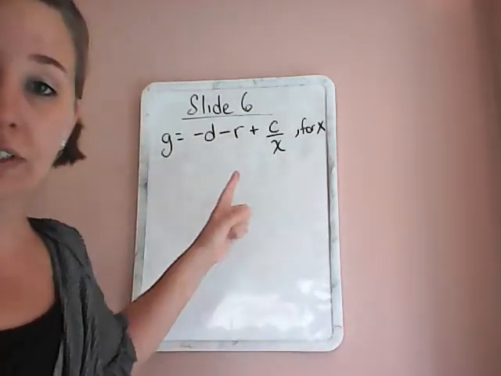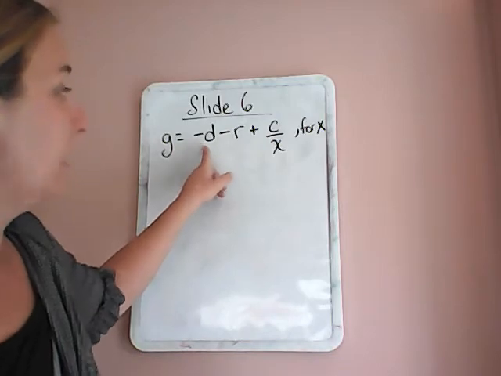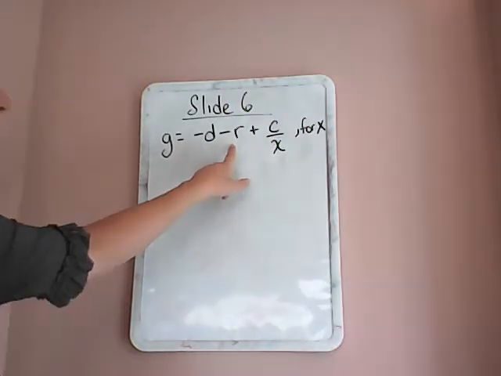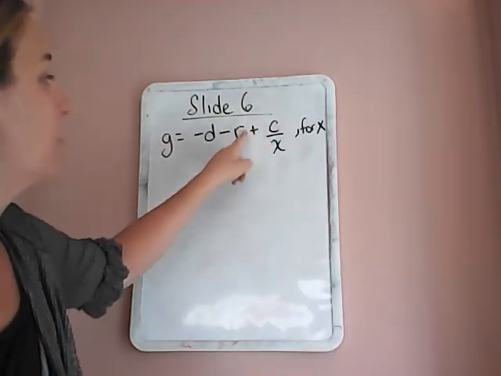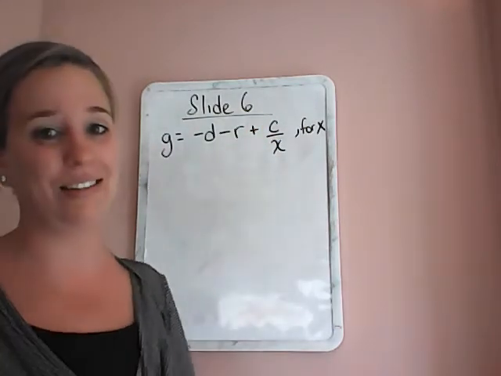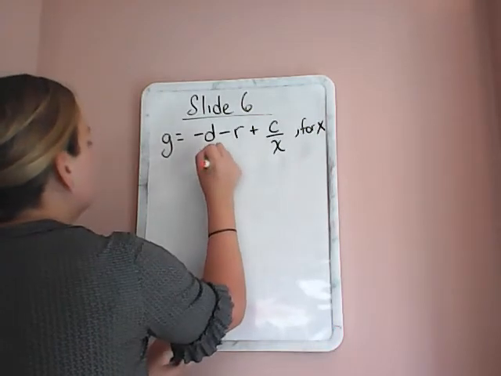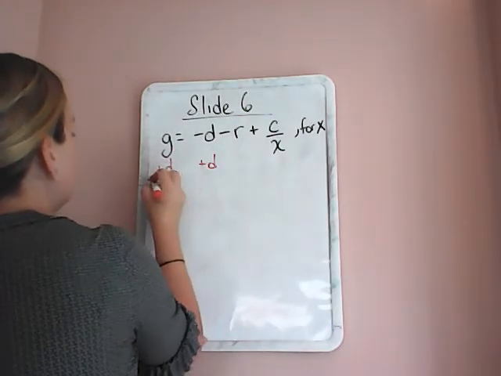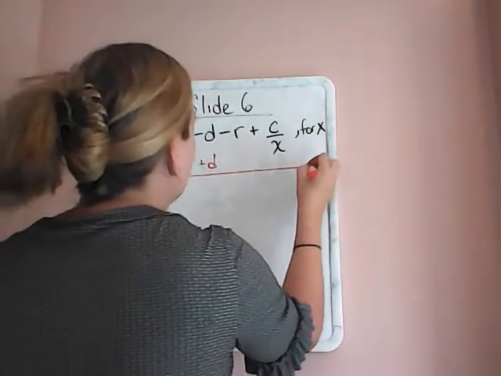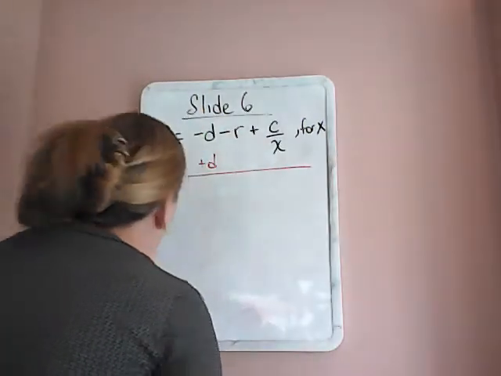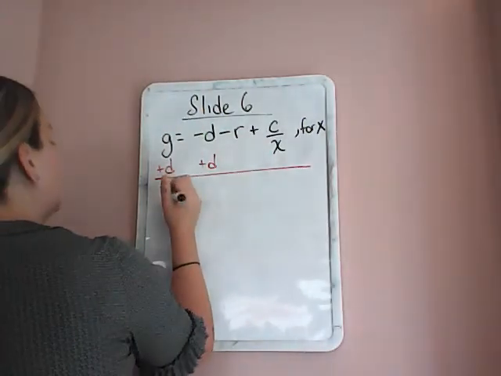Don't panic. First, let's get rid of this minus d, and this r, because we can't really do much with this fraction until it's on its side all by itself. So we can add d to both sides. And if you're feeling panicked, don't. This is more of an aspire-to-do question. So on this side, we have g plus d.